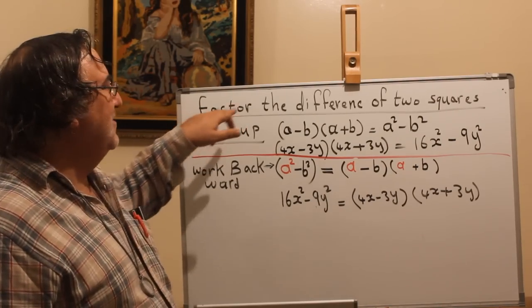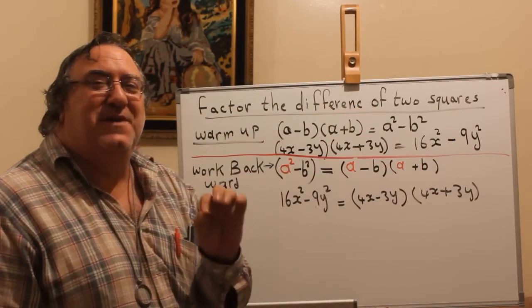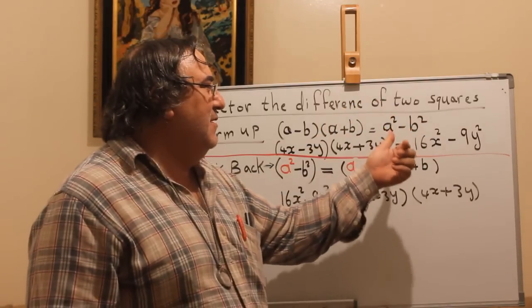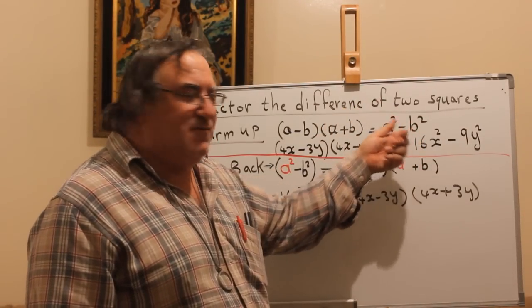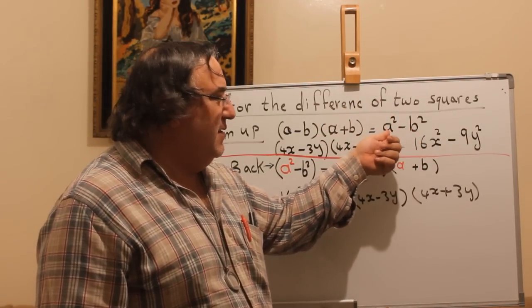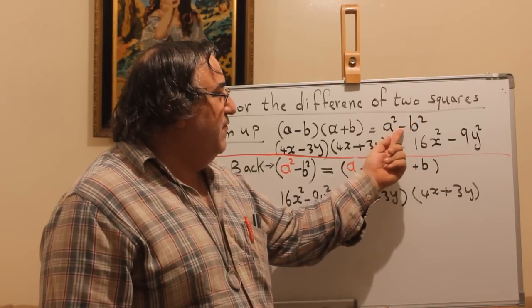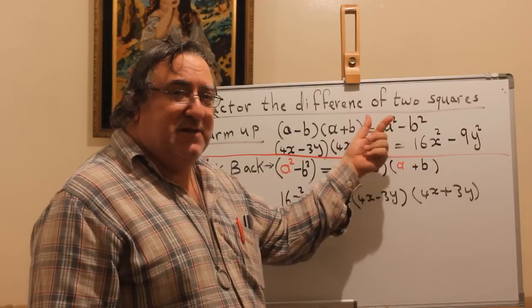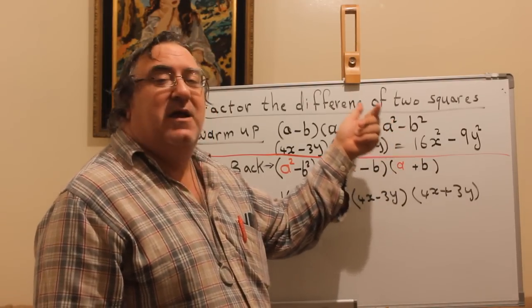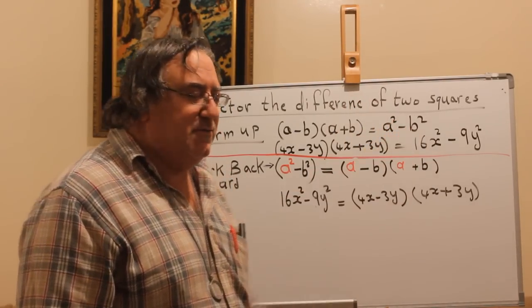Today our lesson is really nice. Factor the difference of two squares. From its name, the difference of two squares, look: a squared minus b squared. This is a squared, and b squared is b squared. And the difference, minus. So the name itself applies to the term itself: a squared minus b squared.